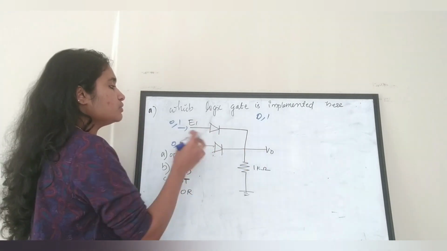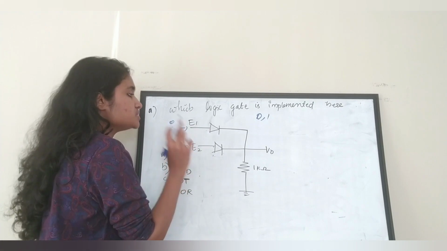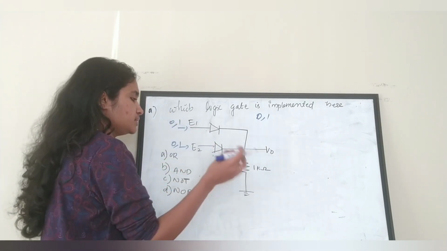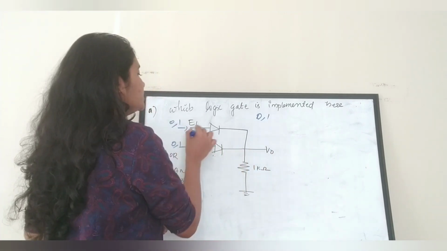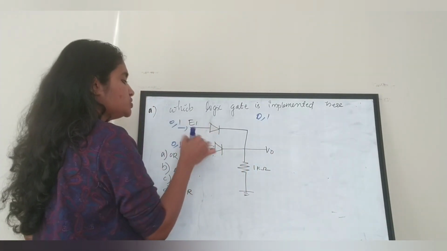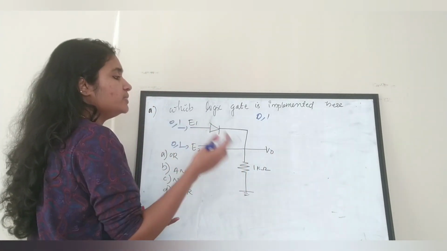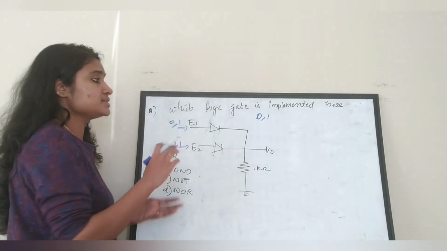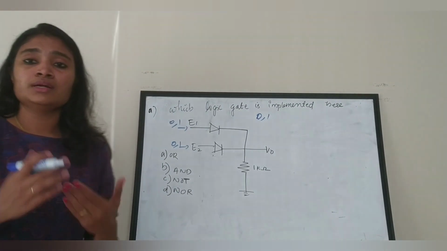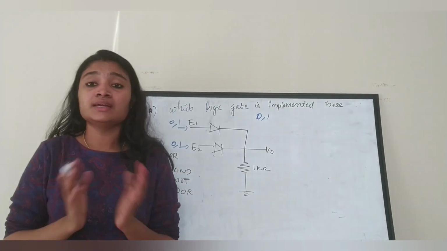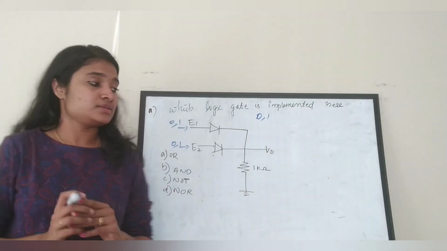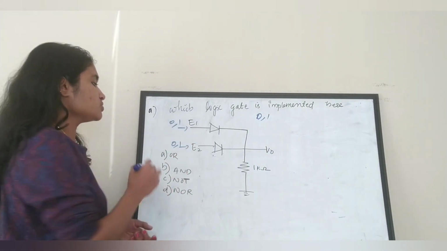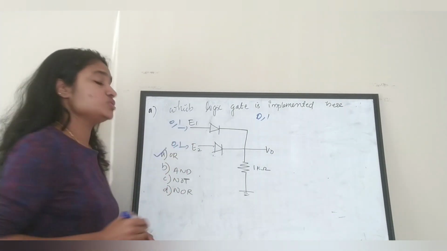So if either of these E1 or E2 is 1, the diode will be forward biased and it will conduct, right? So when either E1 or E2 is 1, we'll be getting the output, and such a gate is called an OR gate. That is, if either of the values is 1, then we are getting the output, which means it is nothing but an OR gate. So the options given are OR, AND, NOT and NOR. The correct option here is option A, which is the OR gate.